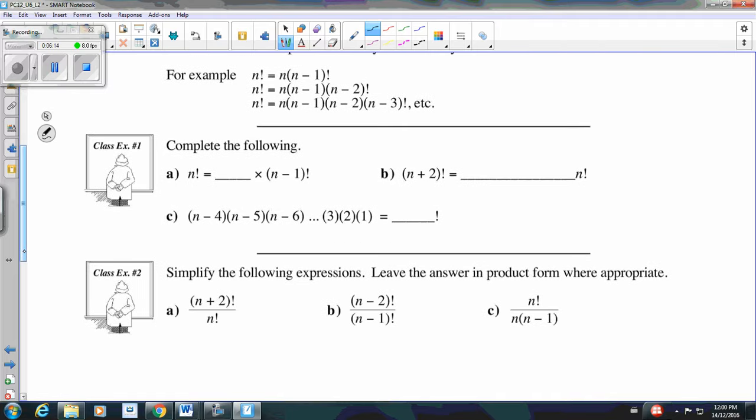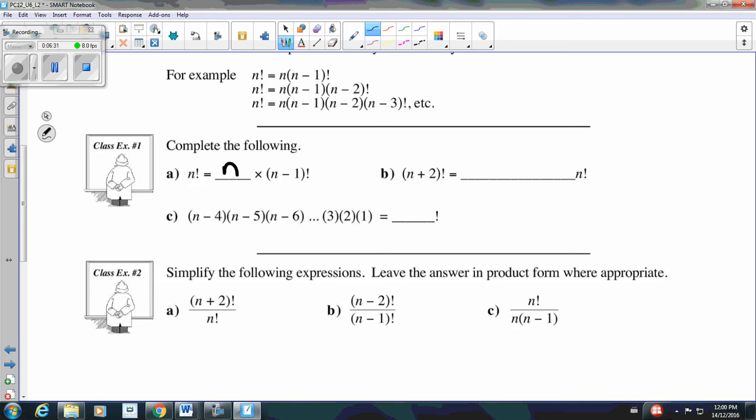So complete the following. n factorial equals blank times n minus 1 factorial. Well, n minus 1 gets us to one number smaller than n, so to get this to n factorial, we would just add an n.